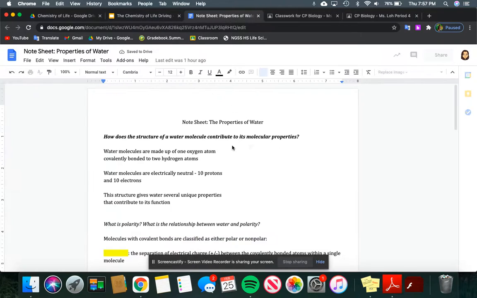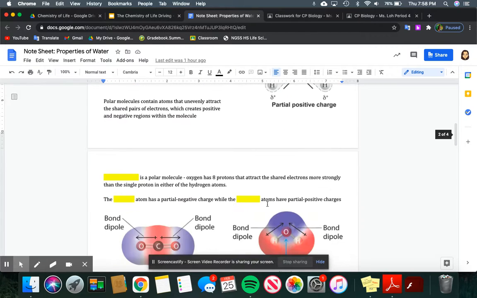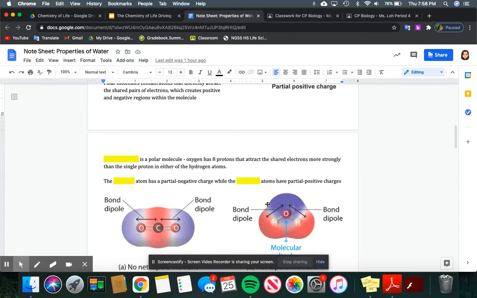As I'm going through the material, make sure you're filling in the Properties of Water note sheet. As always, wherever you see a yellow box, please fill in the proper vocabulary word that belongs in that box. They are all bolded on the slides, which I'm going over right now.